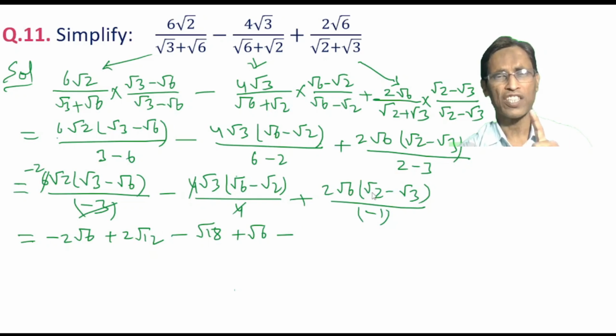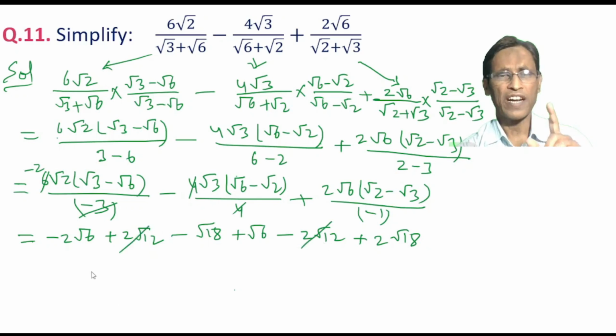Now 2 root 6 into root 2 is 2 root 12, and then minus, and this minus becomes plus. Now 2 root 6 into root 3 comes 2 root 18. Clearly we see that 2 root 12 is positive and here 2 root 12 is negative, so they cancel. Now we write the remaining terms in the next step.